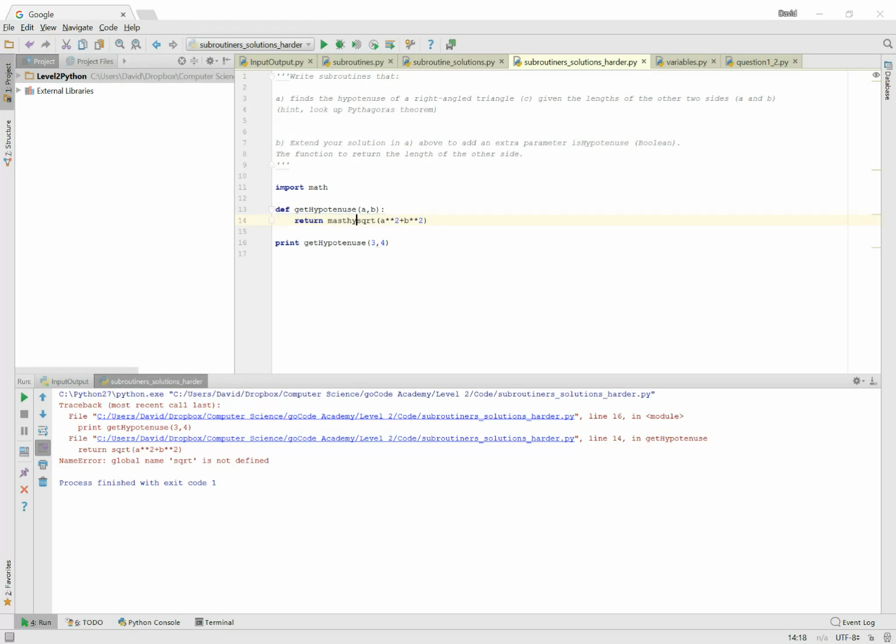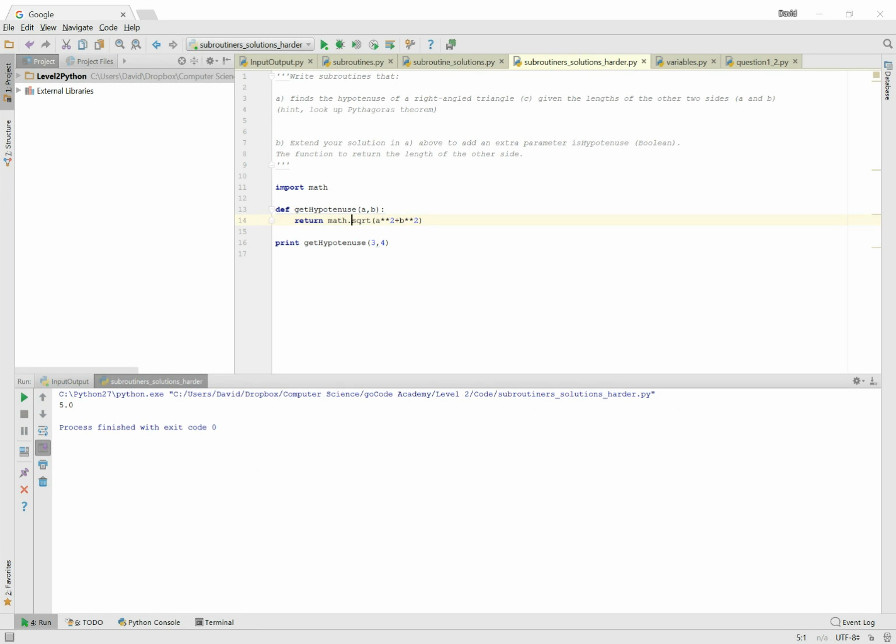Oh, this needs to be math.sqrt, math. Oops, if I can spell math.sqrt. Okay, here we go. And there we go.